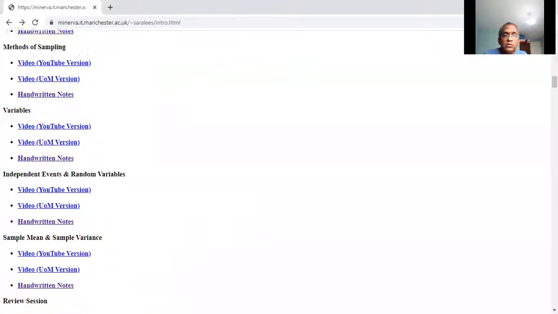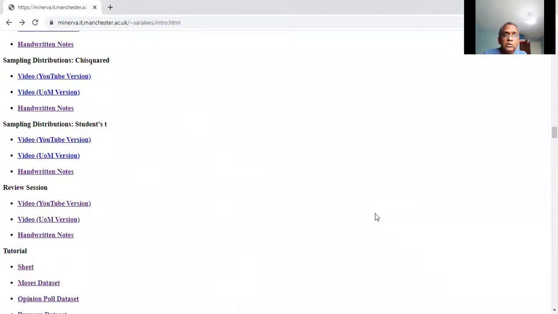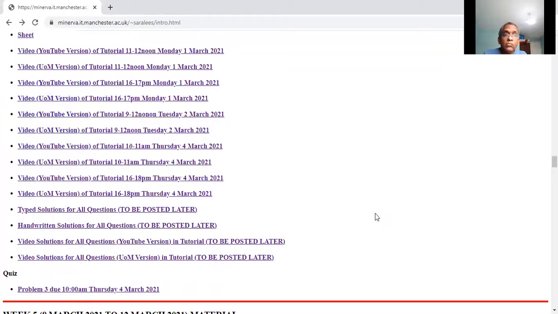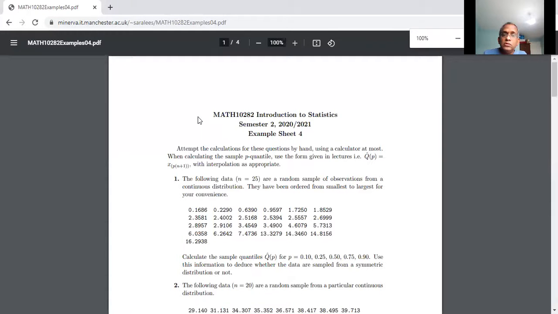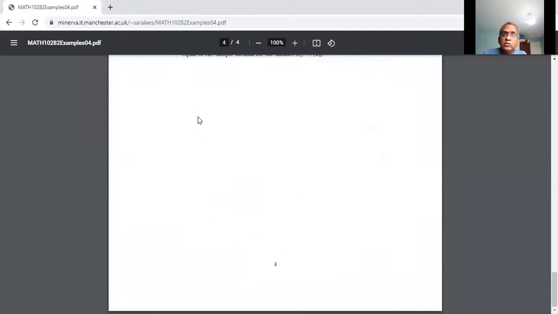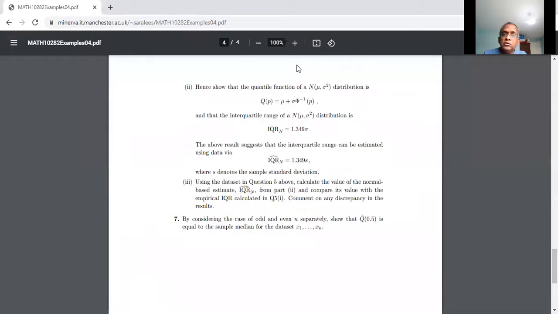All right, so today we're going to do a tutorial sheet week for tutorial sheet number 4. If you go to the website, you will see tutorial sheet number 4. So it has 7 questions, right? I'll try to do as many as I can today. I may not be able to complete all of them, but I will see what I can do. All right.